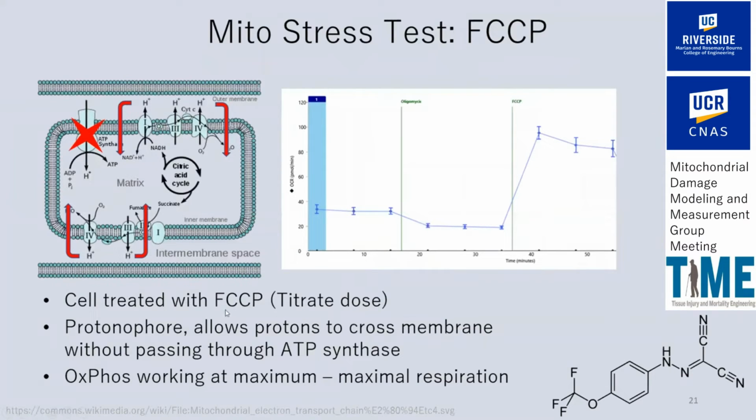You have to actually titrate this to determine what the best dose is for your cells. But once you do that, FCCP is a protonophore that allows protons to cross the membrane without passing through ATP synthase. And in this case, you can get a good idea of the hardest the cells can possibly work to pump protons across the membrane. And the reading you get in terms of oxygen consumption after FCCP treatment is typically a lot higher. So here you can see after that treatment, the oxygen consumption in this example goes up by a lot.